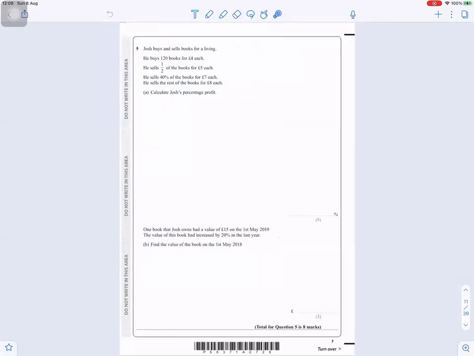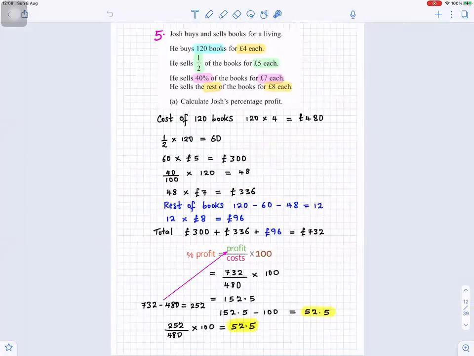Question number 5. George buys and sells books for a living. He buys 120 books for 4 pounds each. He sells half of the books for 5 pounds each. He sells 40% of the books for 7 pounds each. He sells the rest of the books for 8 pounds each.